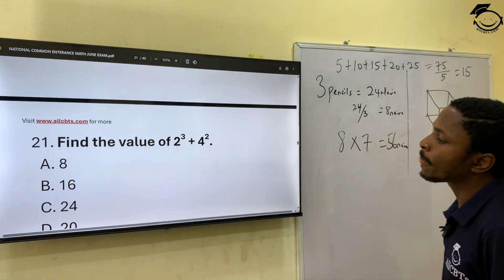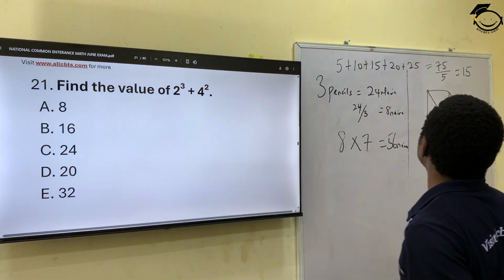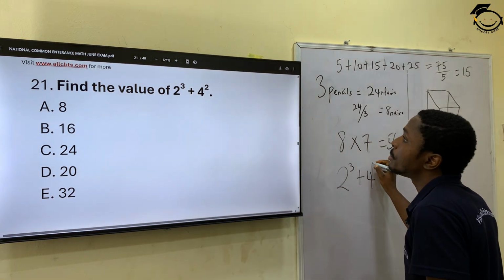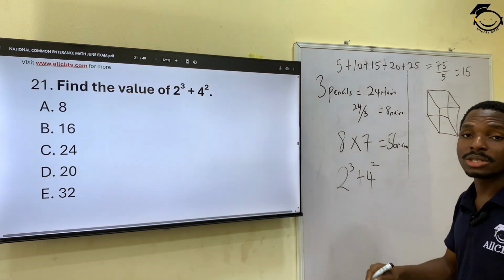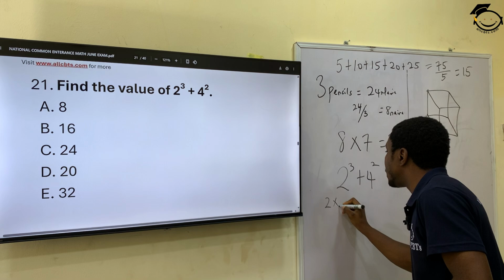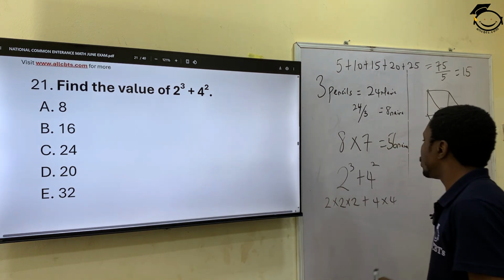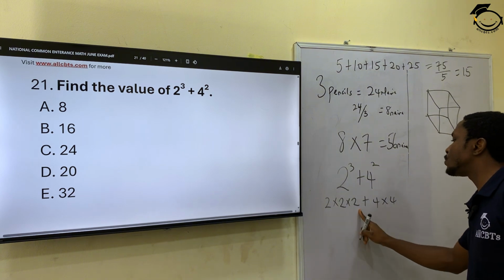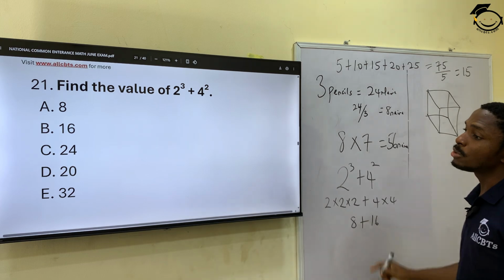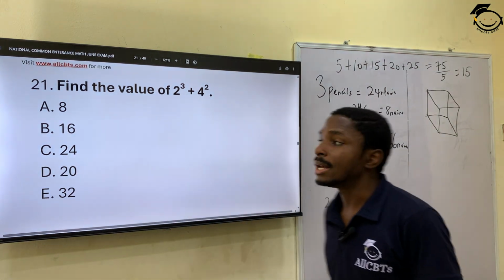21. Find the value of 2 raised to power 3 plus 4 raised to power 2. So 2 raised to power 3 is simply what? 2 times 2 times 2. Right? So 2 times 2 times 2 plus 4 times 4. So 2 times 2, 4, 4 times 2, 8. This is 8. 4 times 4, 16. 8 plus 16 will give you what? 24. So C is the correct answer.